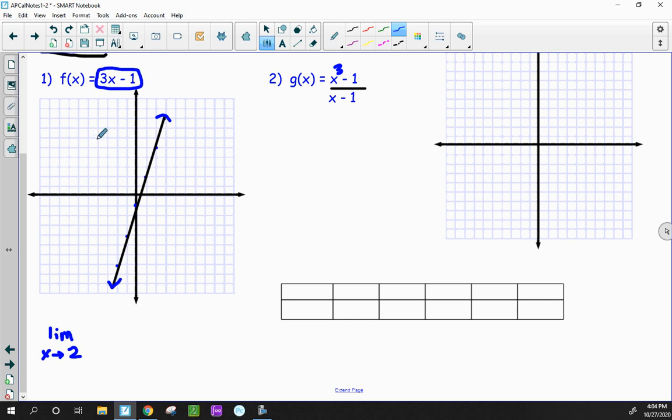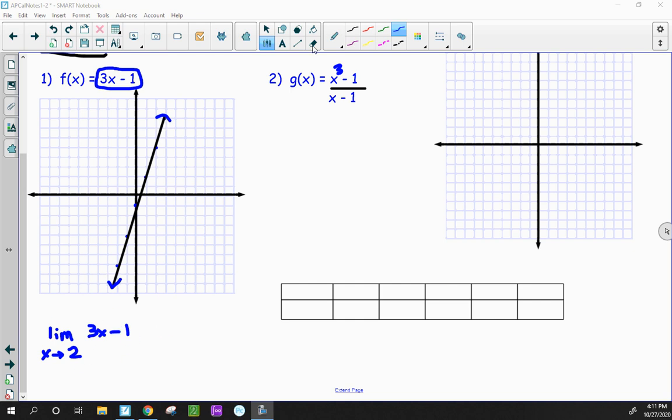So, for number 1, I modeled in class the graphic approach, and then I'm just showing you how the textbook is most likely going to write your problem. It's going to look something like this: limit as x approaches 2 of 3x minus 1. Again, this is how you'll write it.